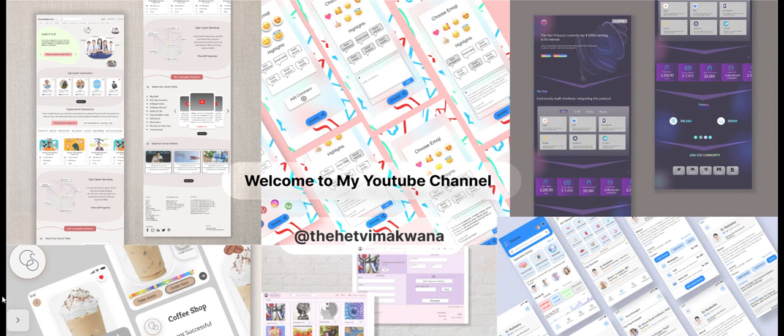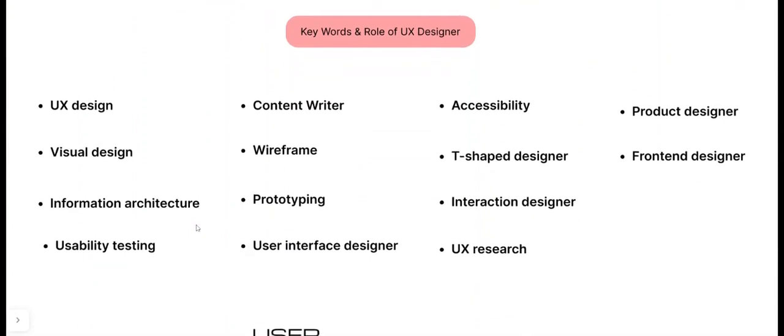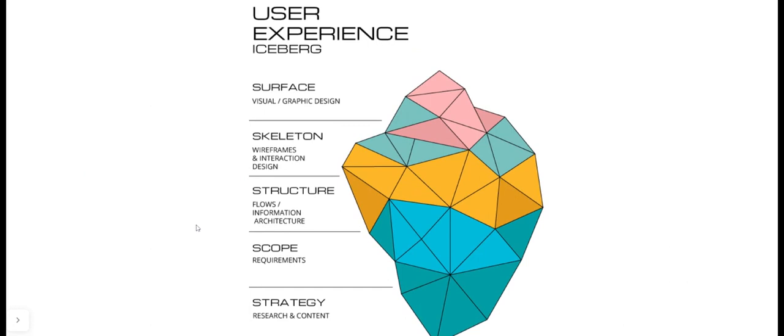Today, we are going to talk about the keywords and the role of a UI UX designer. Let's start and begin with the Iceberg model of user experience, a conceptual framework used to understand and analyze the various layers of user experience. It was introduced by Jesse James Garrett in 2000. By following these five steps, designers and developers can create a user experience that is not only visually appealing but also meets the needs and the expectations of its users.